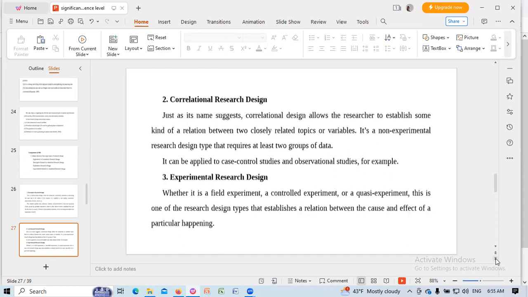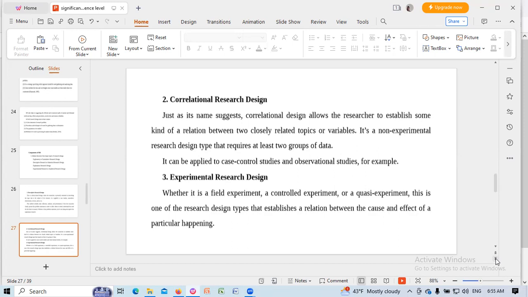Correlation design. Just as the name suggests, correlation design allows the researcher to establish some kind of relation between two closely related topics or variables. It is a non-experimental research design type that requires at least two groups of data. It includes case control study and observational study.